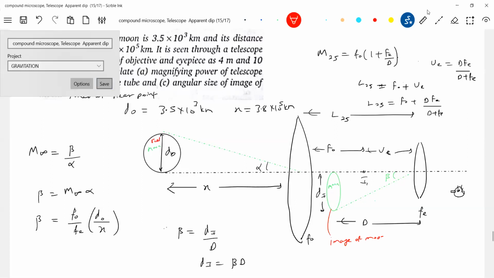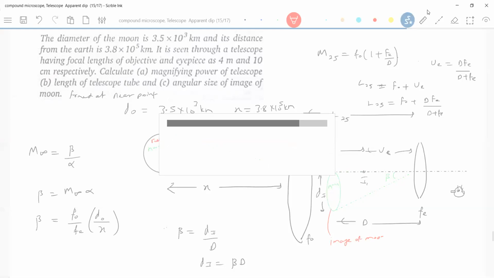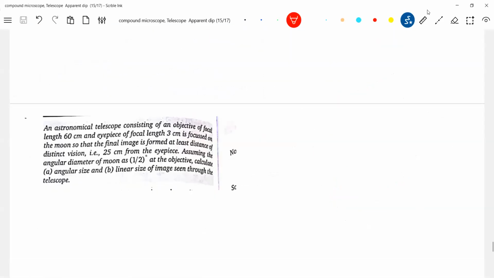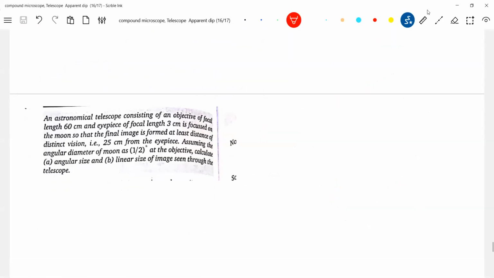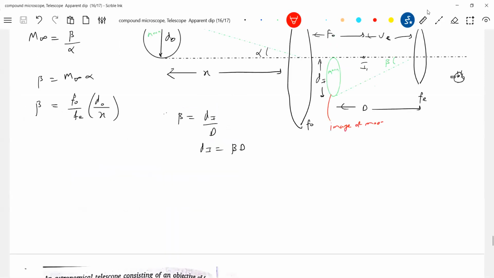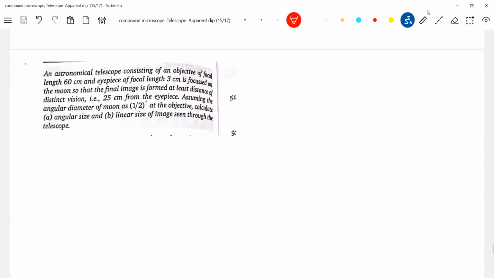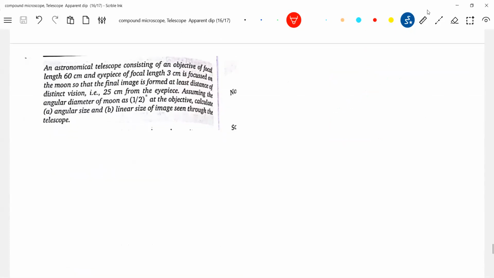I'll slide down to the next concept. The same thing, assuming that the angular diameter of the moon is 1/2 degree, calculate the angular size and linear size. I think he has given this question directly. What I mean to say is, earlier, instead of giving the diameter and distance, he has given this directly. So what is alpha? Here alpha is half a degree. So you know the magnifying power.